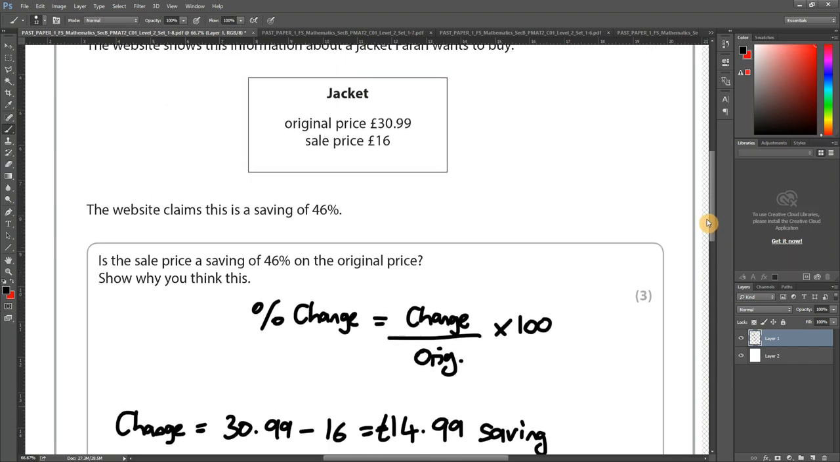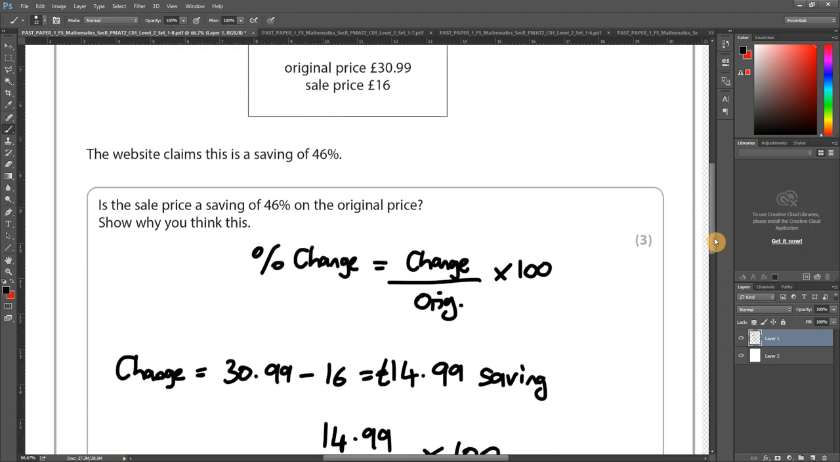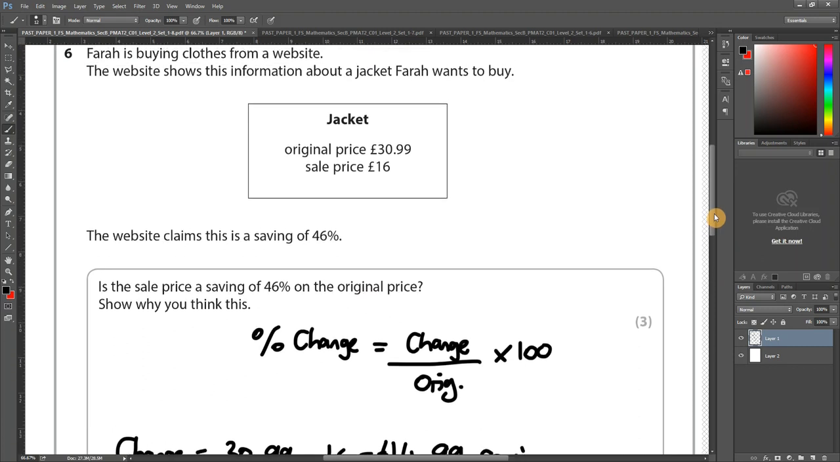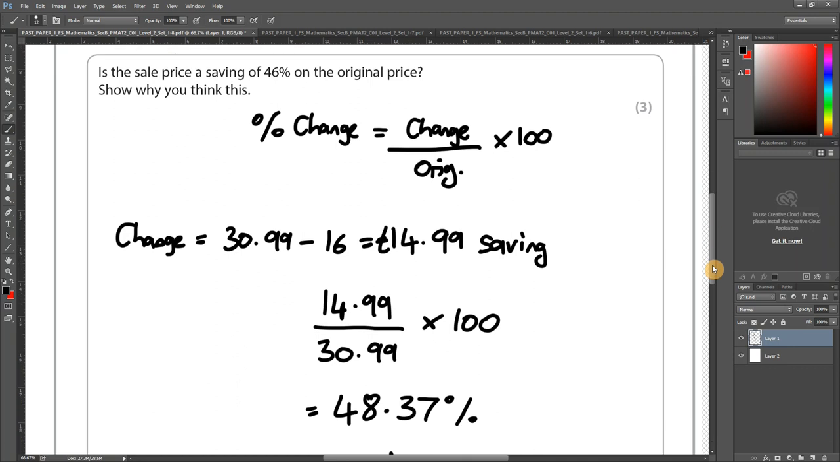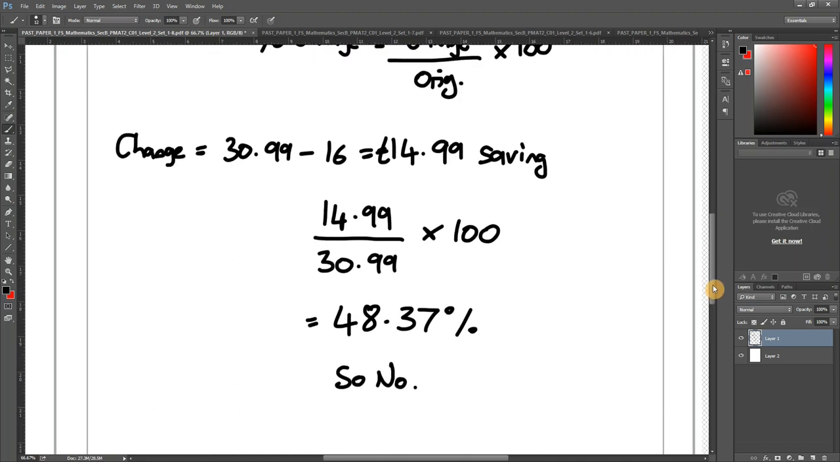There are other ways as well. Me personally, I would just stick to this way. You know, you don't want to overcomplicate. It's only 3 marks, and just show that you're comparing the percentages. You could have worked out what 46% of the original is, and then compare it with the sale price. You could do it that way as well. There's quite a few ways of doing this one, but me personally, I would do it this way, and hopefully that made sense to you guys as well. Let's move on to the next question.